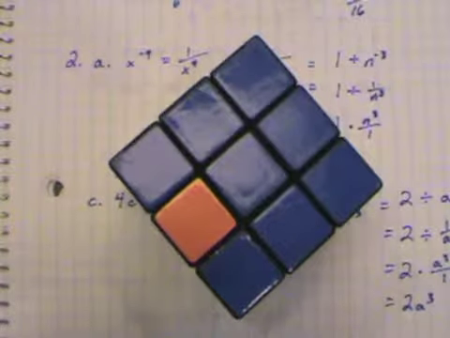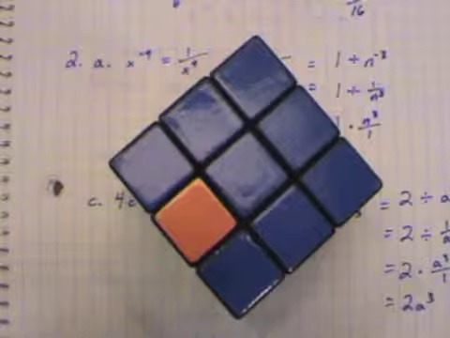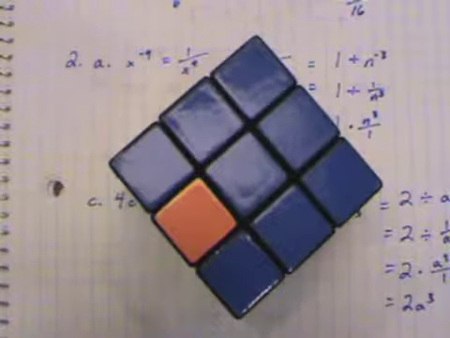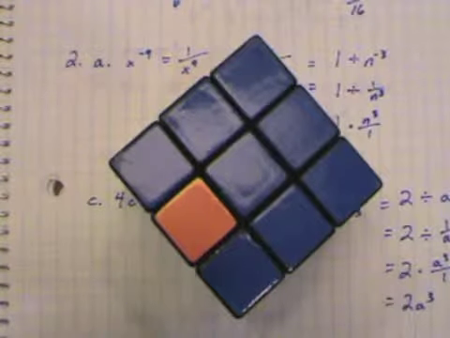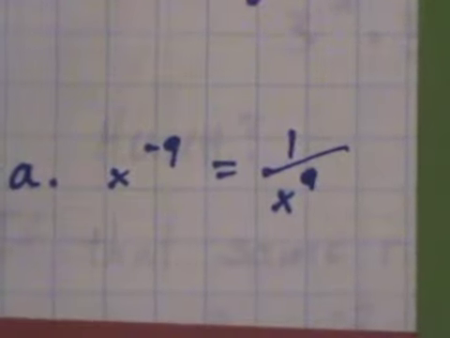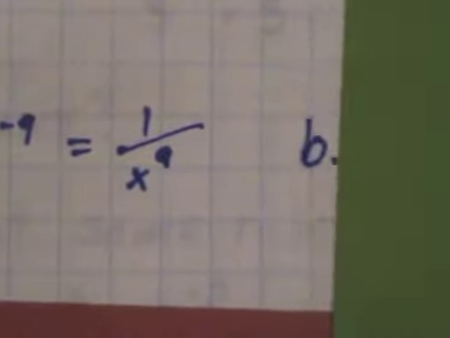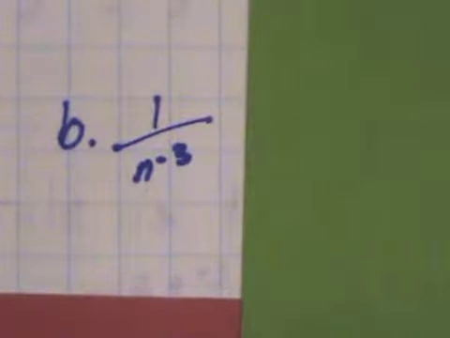Now, continuing on page 415, I would like you to take a look at Got It number 2, very bottom of the page. They're looking for the simplified form of each expression. See what you can do with those. Don't struggle. So letter A is easy. It's just x to the negative 9, and you know what to do with that. There it is.